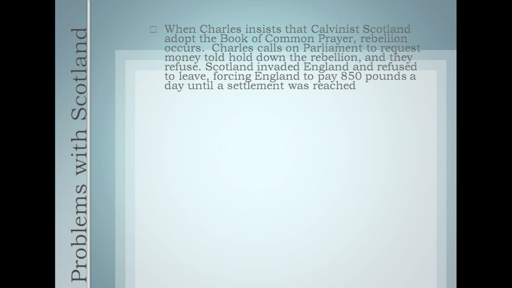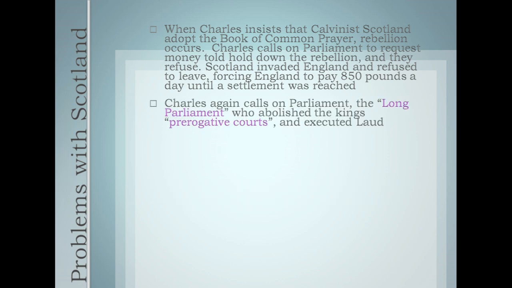And this is where he really gets into a little bit of a problem. He wants to force them to adopt the Book of Common Prayer. And when they rebel, he's got to have some money. And of course, this is going to mean that he has to call Parliament back again. And when they do, they abolish the king's prerogative court. It's supposed to be prerogative, not whatever the heck that is. There's an extra R there. Prerogative courts, and they're going to execute Laud. They're going to take him down. And this is going to be the beginning of the end for Charles I.